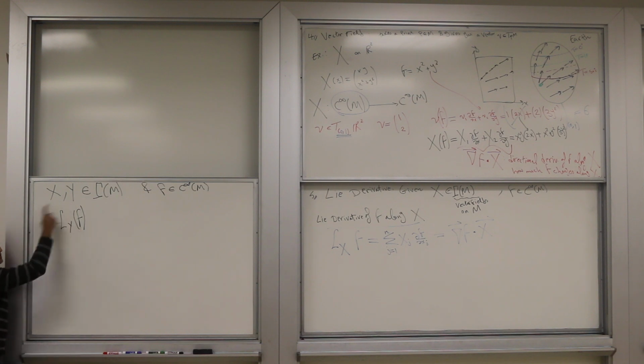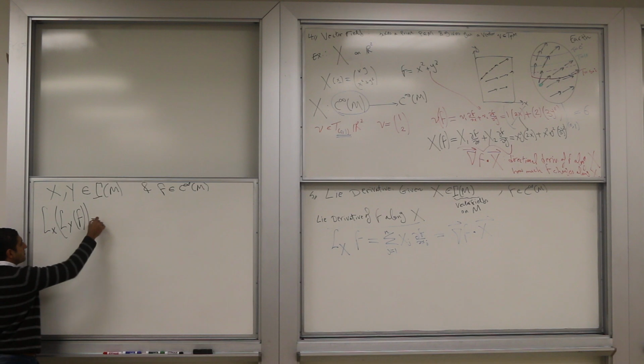What is the result of this guy, please? What's the result, Ly of f? What's the result? A function. Again, it's another smooth function on M. Nothing prevents me from doing this, right? Okay? Let's compute it, please.